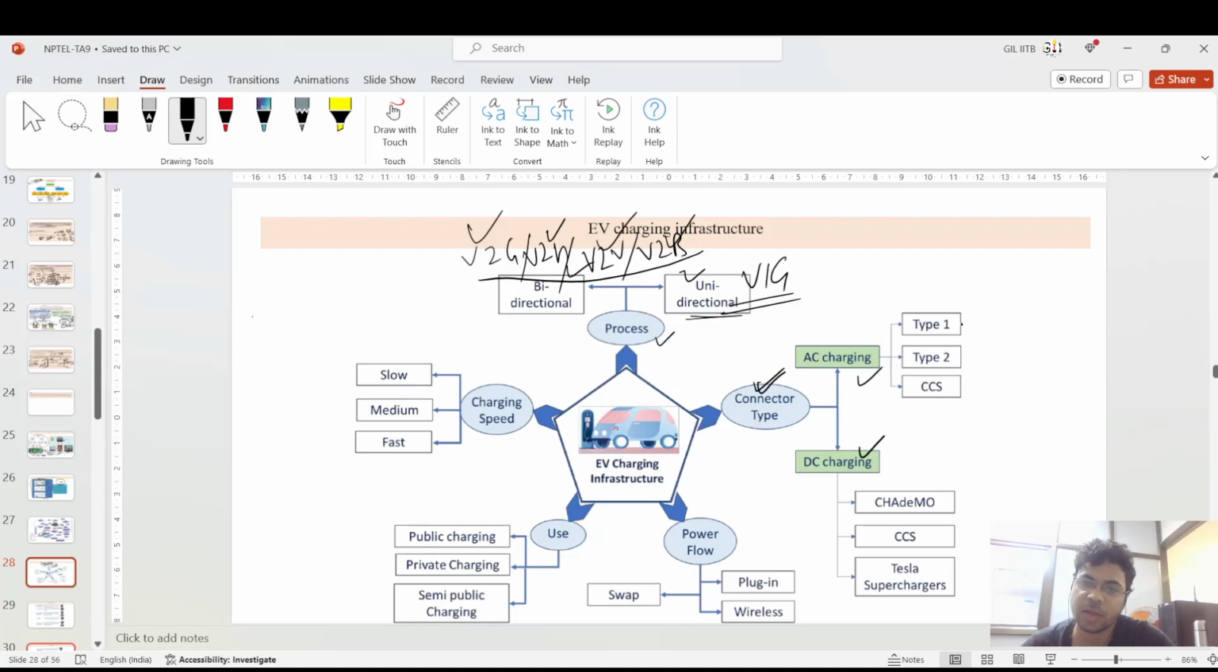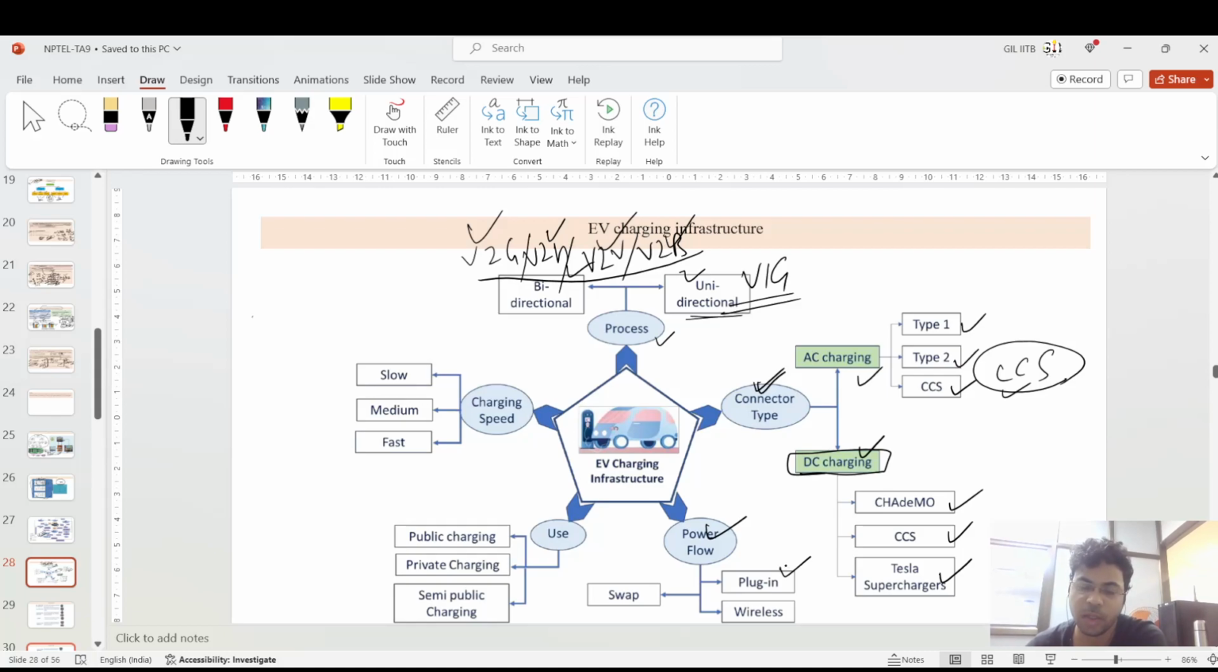And based upon the connector type, there are AC chargers and DC charging facilities. In AC charging, there are type 1, type 2 and CCS. CCS is the Combined Charging System, which involves type 1 and type 2. And for DC charging, you need high power, that is CHAdeMO, CCS, and Tesla's superchargers.